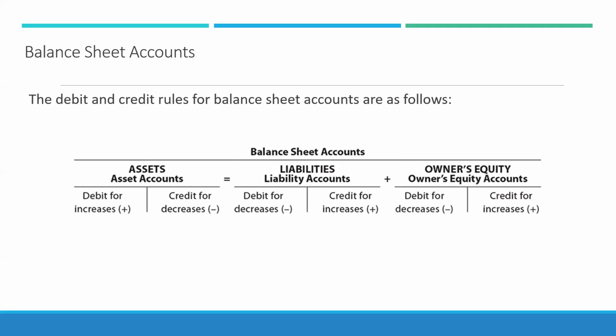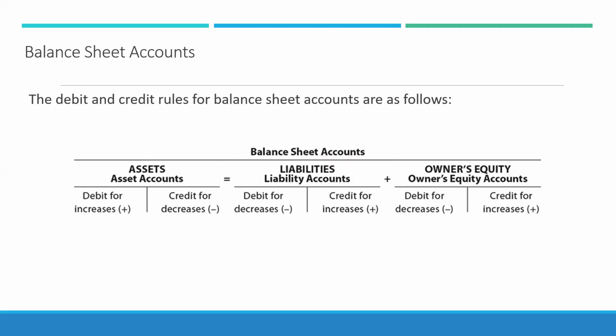So assets are on the left side. So an increase for an asset is a debit. A decrease for an asset is a credit. And then the opposite goes for the other side of the accounting equation. So a debit decreases a liability, a credit increases a liability. Same for owner's equity accounts.